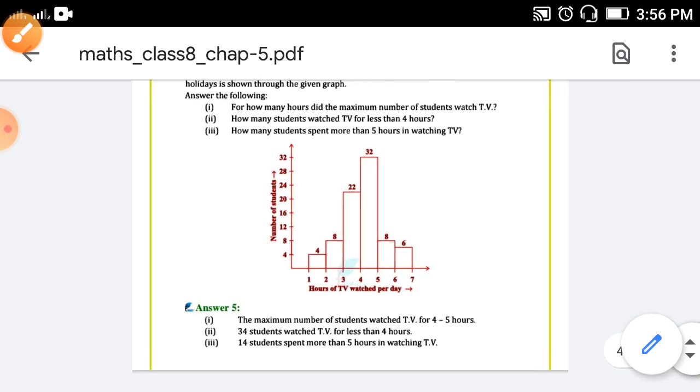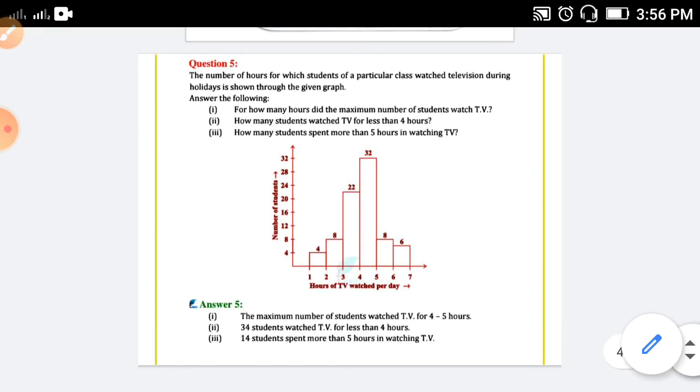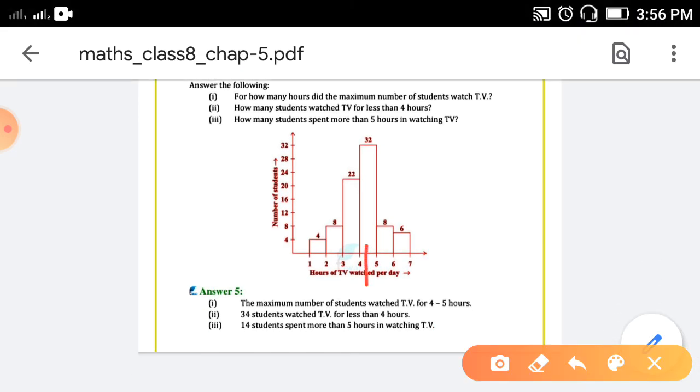Okay. Next, how many students watched TV for less than 4 hours? So here 4 is there. Less than 4 hours. How many students? 22, 8 and 4. Add them. 22 plus 8, 30. 30 plus 4, 34 students.